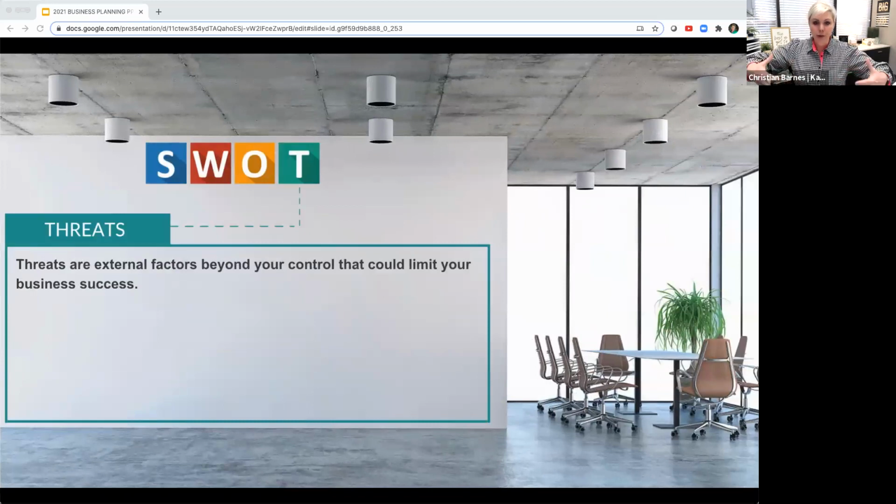Threats are the external factors beyond your control that could limit your business success. If you had done this SWOT analysis in March, you probably would have had in big capital letters, Corona, the Rona. Nobody saw that coming. That was something completely out of our control that we then had to strategize around. And some of you have done that masterfully.